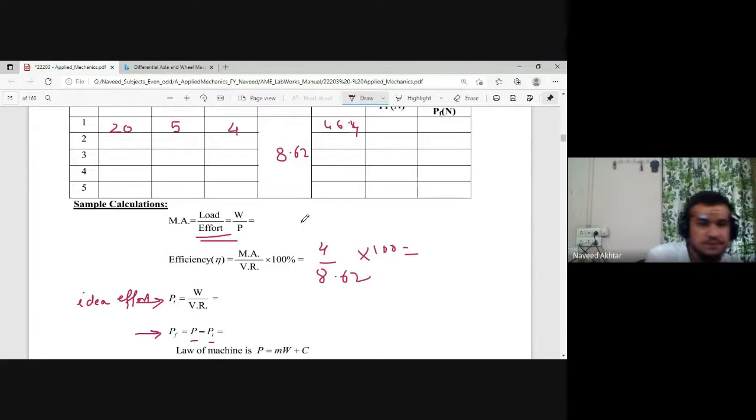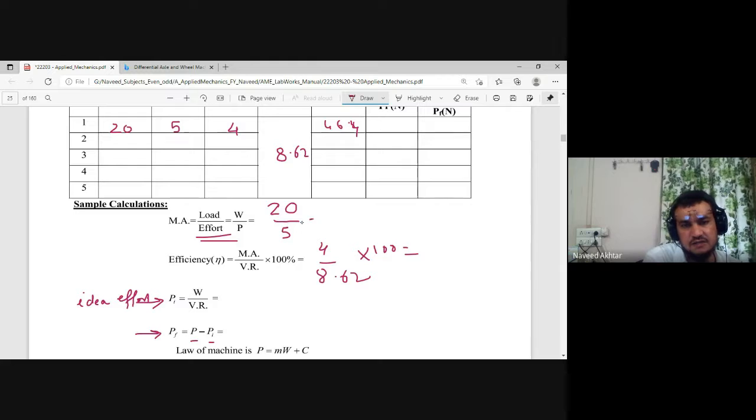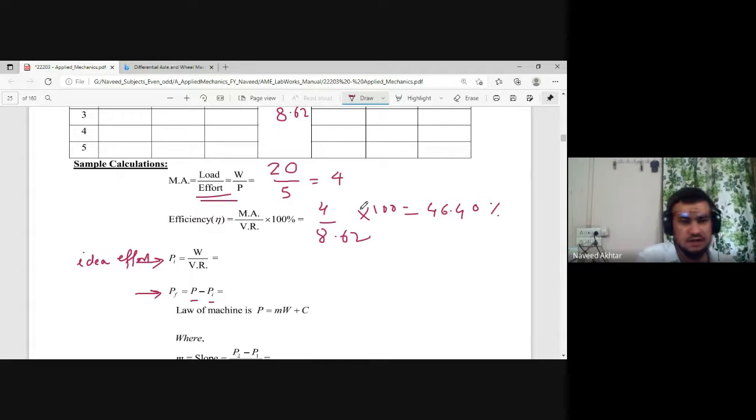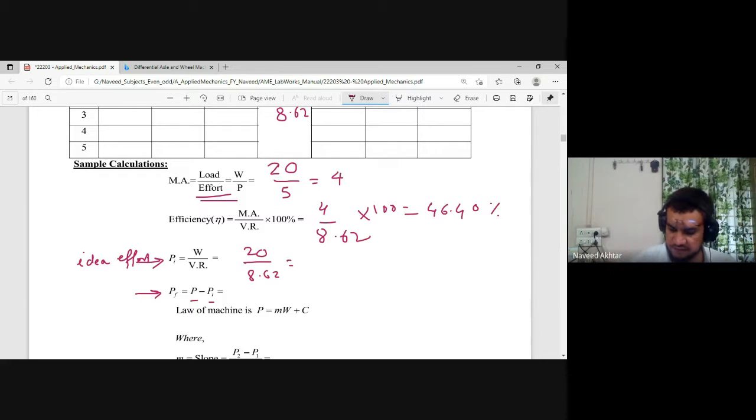The first reading is: load is 20, effort we applied is 5, then we got the mechanical advantage 4. Okay, then we calculate the efficiency, 4 upon this, we'll get 46.40%, to write down. And what will be the ideal effort? It is the load, that is 20, upon velocity ratio 8.62. Ideal effort will be 2.32.